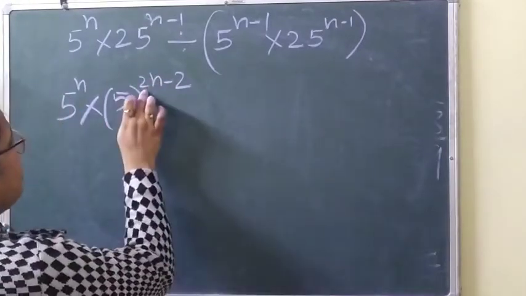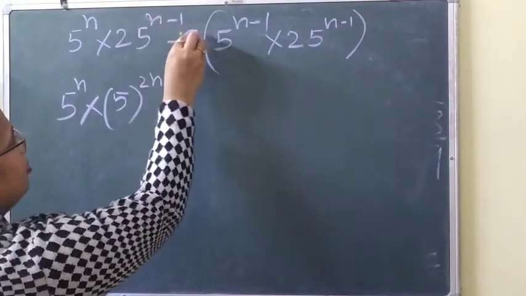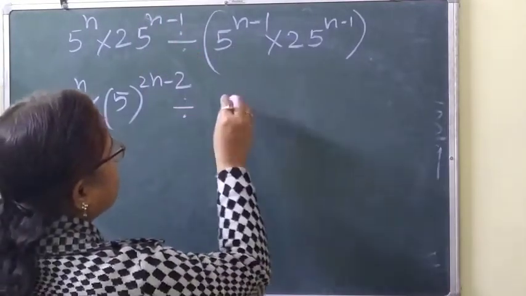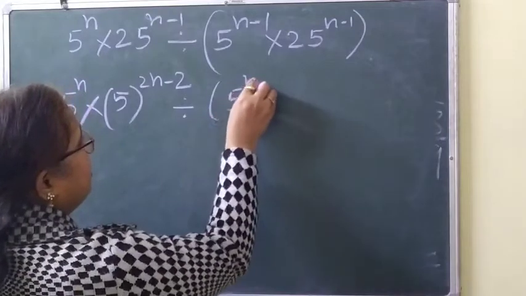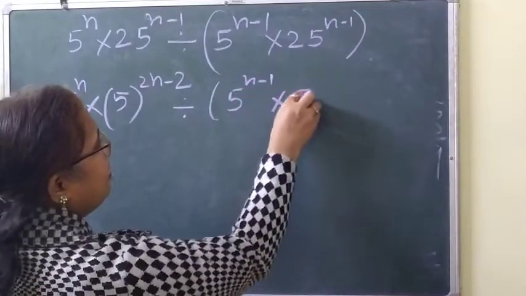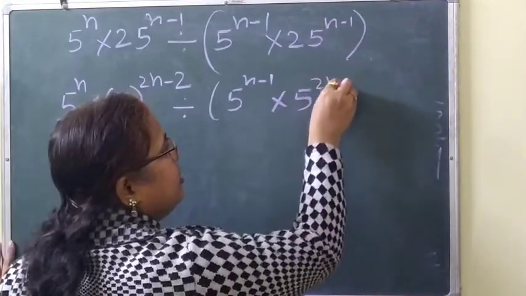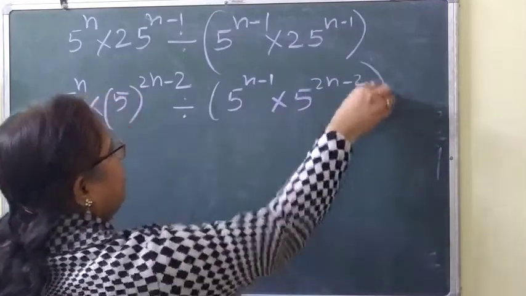So 5 is squared and this 2 will multiply with both. So 2n minus 2, divided by, again, 5 to the power n minus 1 into, the same way, 5 to the power 2 and 2 into n is 2n and 2 into minus 1 is minus 2. Okay.